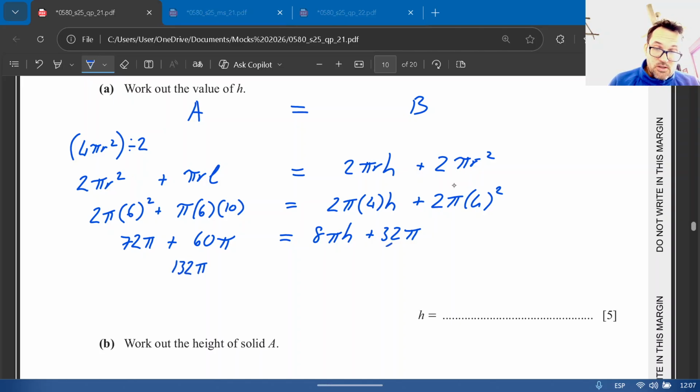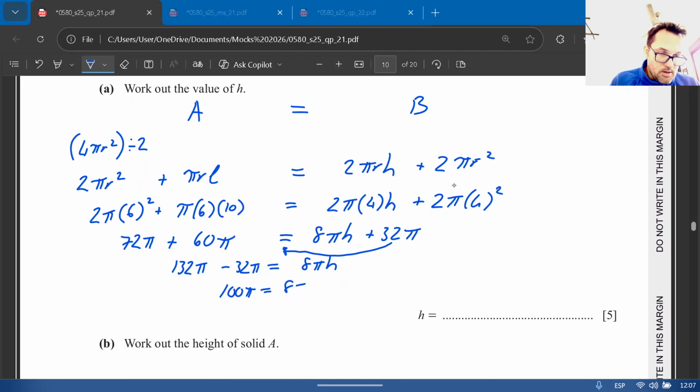Then I can move this 32 pi there. Remember, I cannot add these two together because there's an h, and this one doesn't have an h. You can't add an xy and an x together, or ab and an a. They're not similar terms. But we can move this 32 over here. So we leave the 8 pi h there because I can't add it to the other one. Oh, that gives us a beautiful 100 pi.